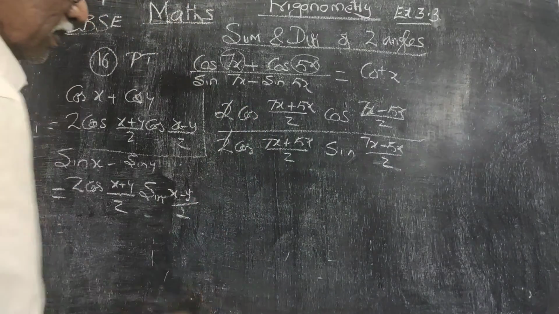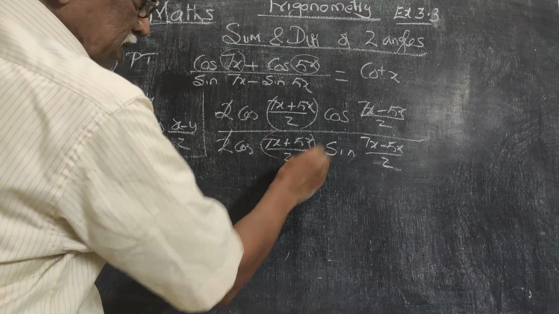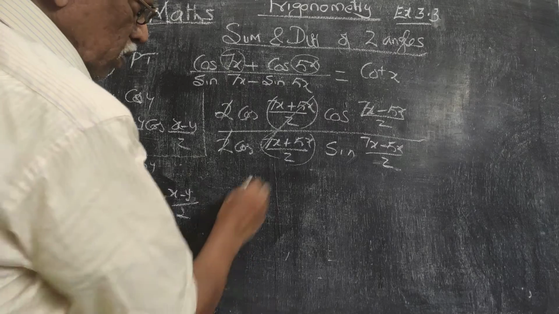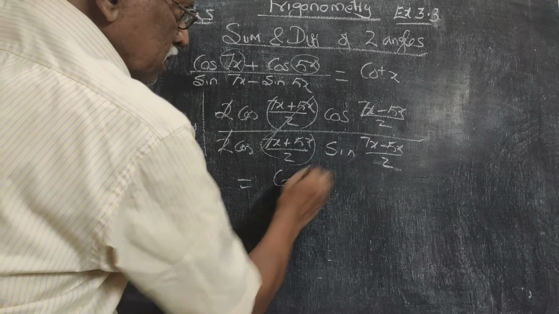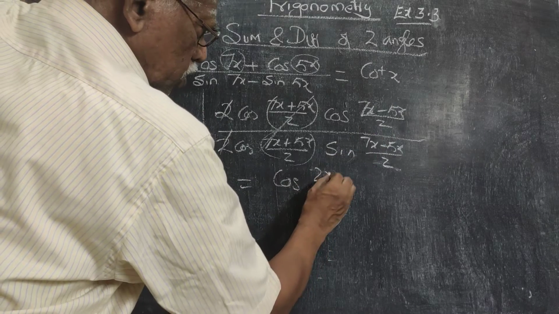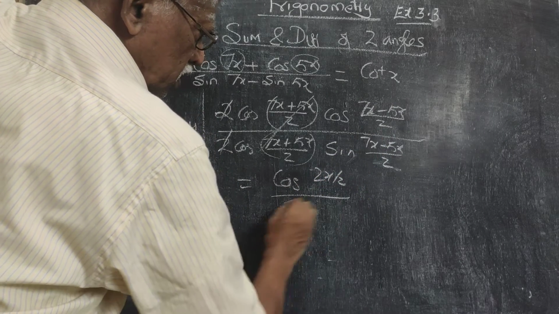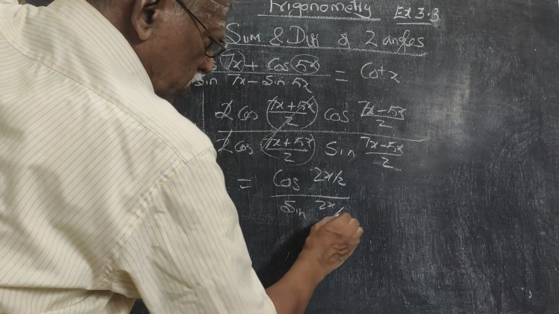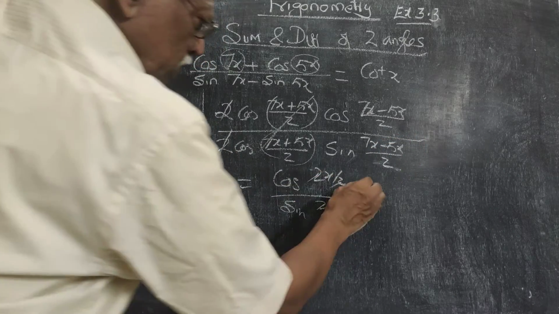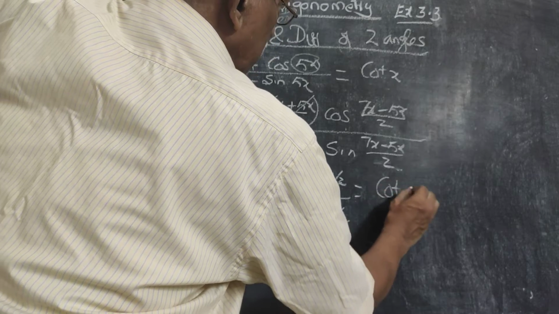So these two get cancelled. This is the same thing, so I am cancelling it without even simplifying that part. So what is left now? Cos 7x minus 5x is 2x by 2. Similarly, sin 7x minus 5x, so 2x by 2. The 2 get cancelled. Cos by sin, so we got it as cot x.